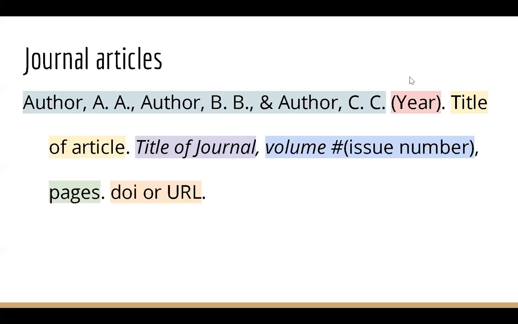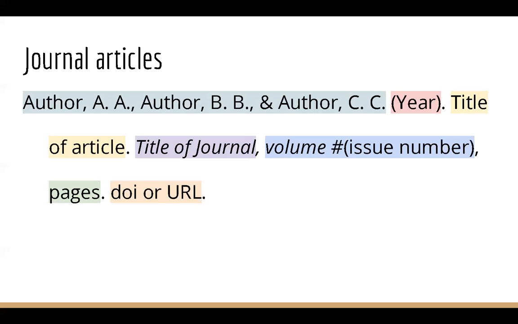You then put the title of the article, and you will only capitalize the first word or proper nouns in the title. Again, we follow this piece of information with a period. Next is the title of the journal. This is italicized, and all the important words will be capitalized. You'll then put a comma, and then you'll put some identifying information about the specifics of the journal.